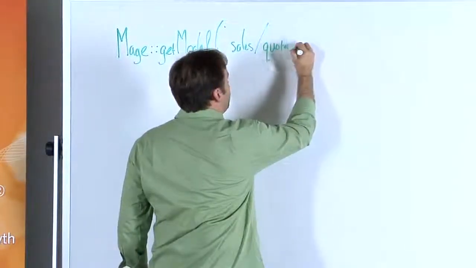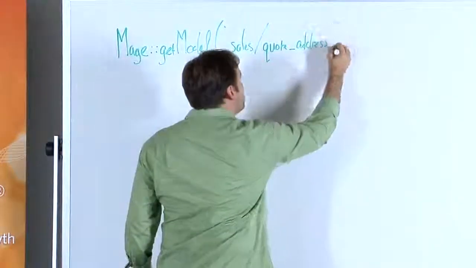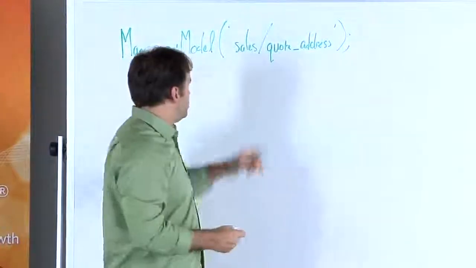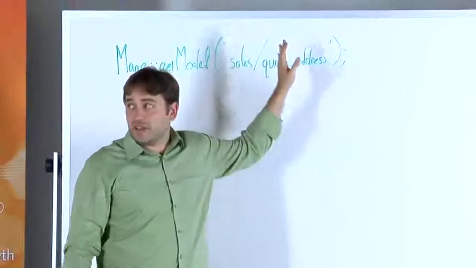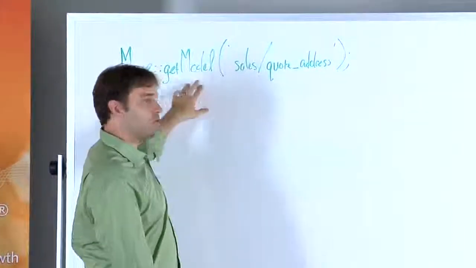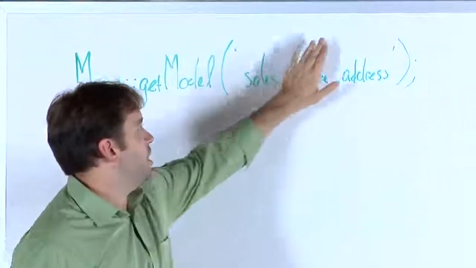So, quote underscore address. I hope you may not totally understand it right now, but I hope you're starting to see some patterns. You see sales and then sales. So whatever's before the slash, again, that's going to be a node directly under whatever type we're dealing with. In this case, models. So Mage get model, sales.